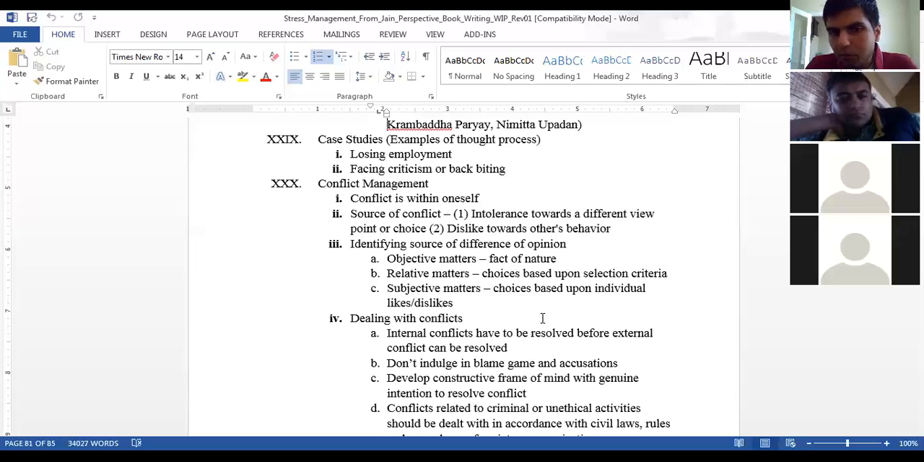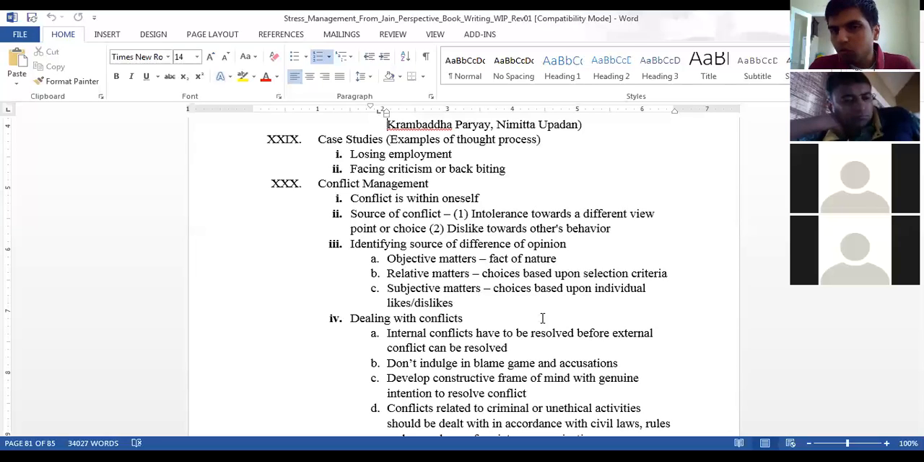So the third type of matters are basically subjective matters, which are based upon choices based on individual likes and dislikes. Suppose I like green color and you like blue color. There is no right or wrong about it. It's just based on the likes and dislikes. There is no right or wrong about it.